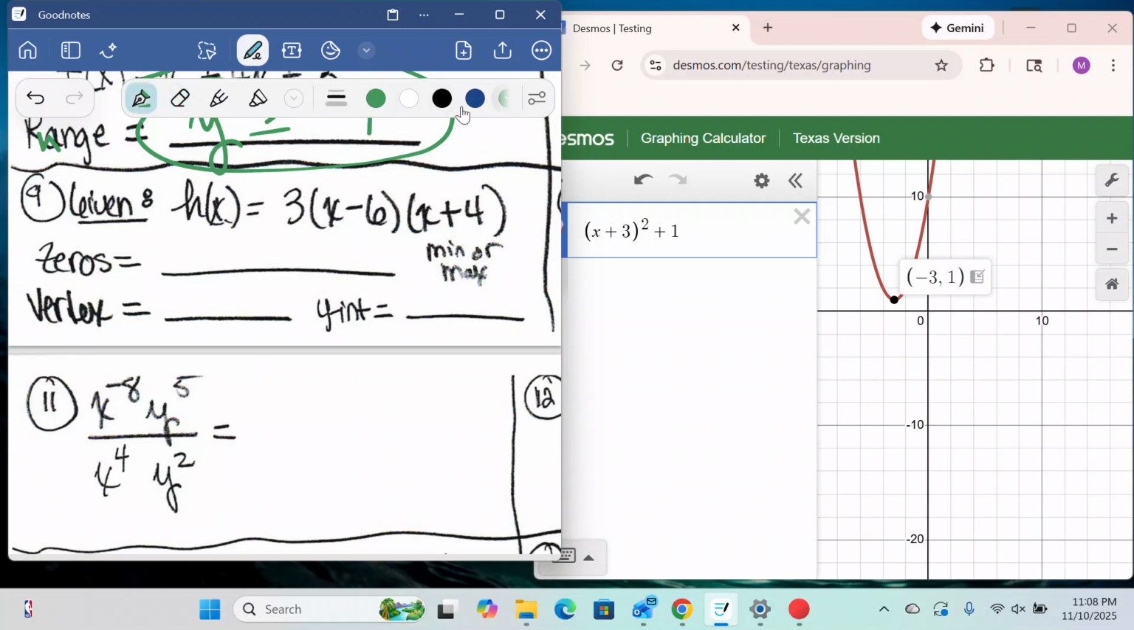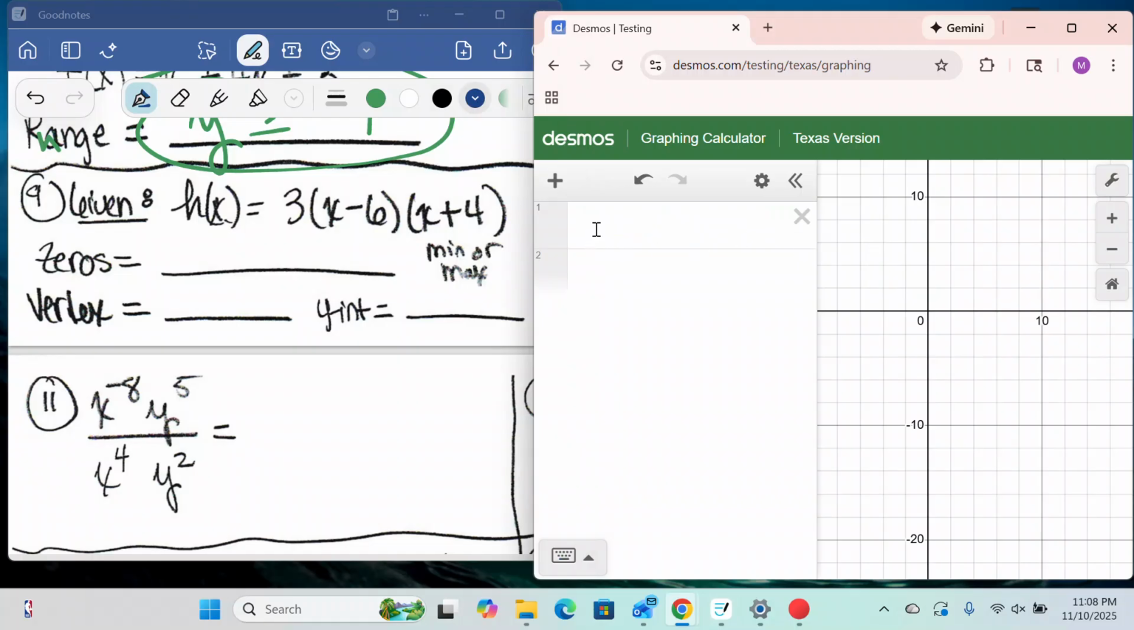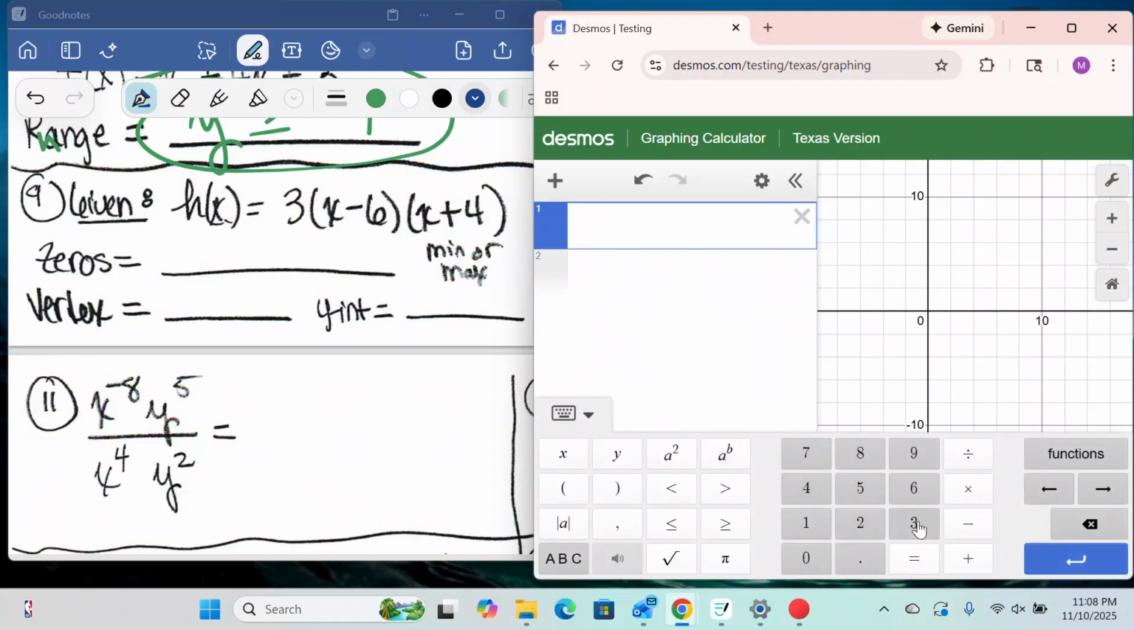Then I'm going to put my ink in blue, and I'm just going to input this equation, and it's going to be a quadratic just by looking at it. Anytime you have something that looks like the FOIL method, it usually is quadratic. So I'm going to put x minus 6, close parentheses, open parentheses, x plus 4, close parentheses, and then there is my quadratic.